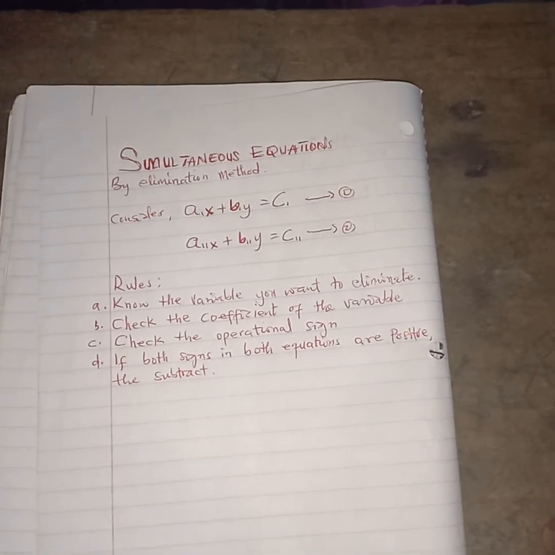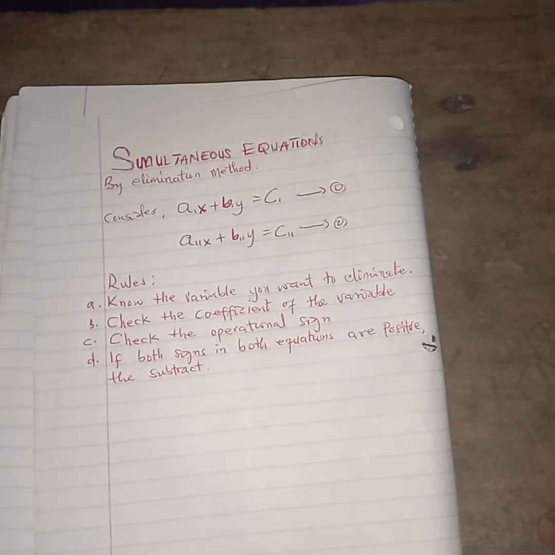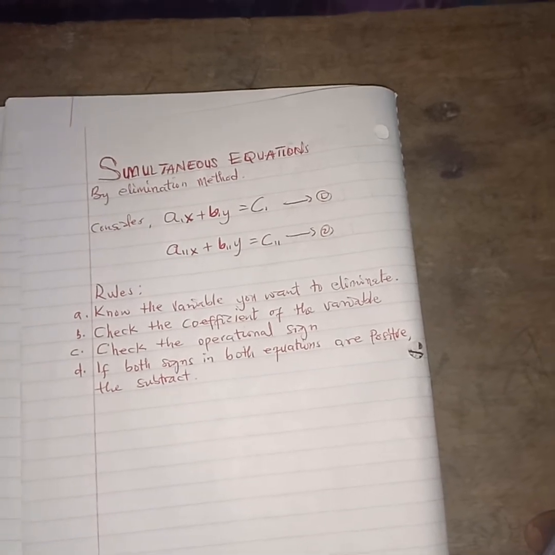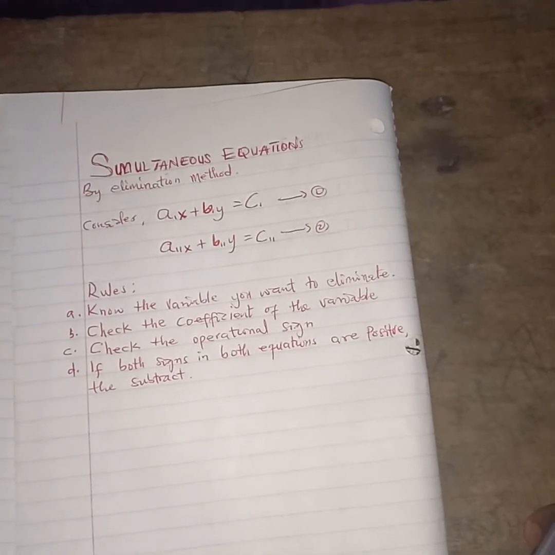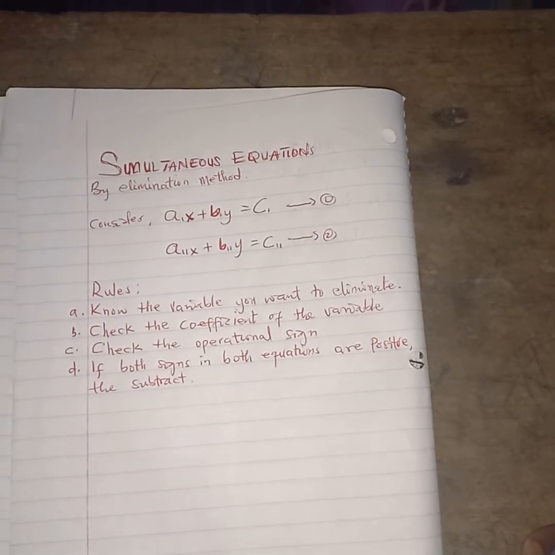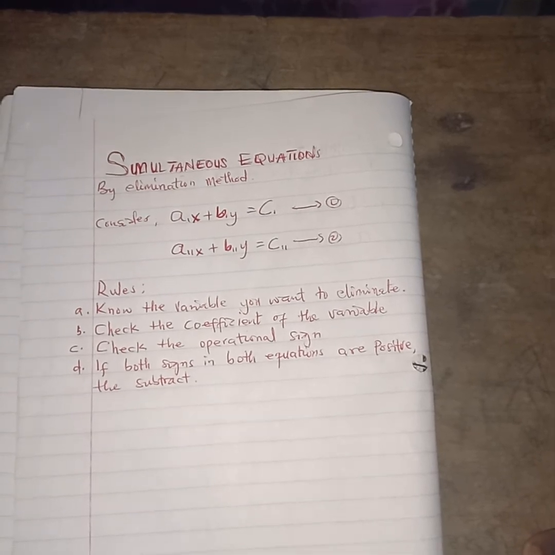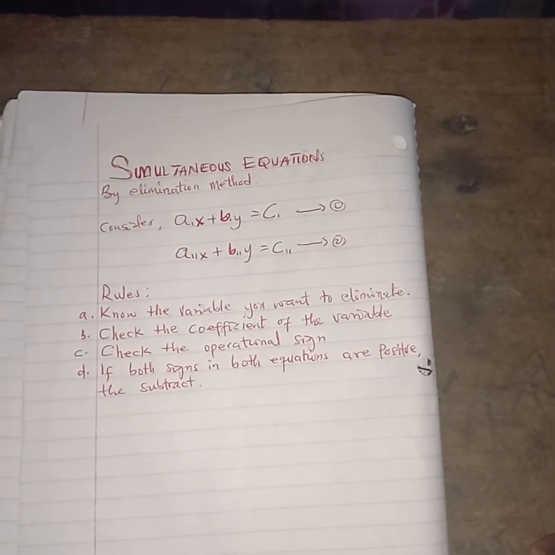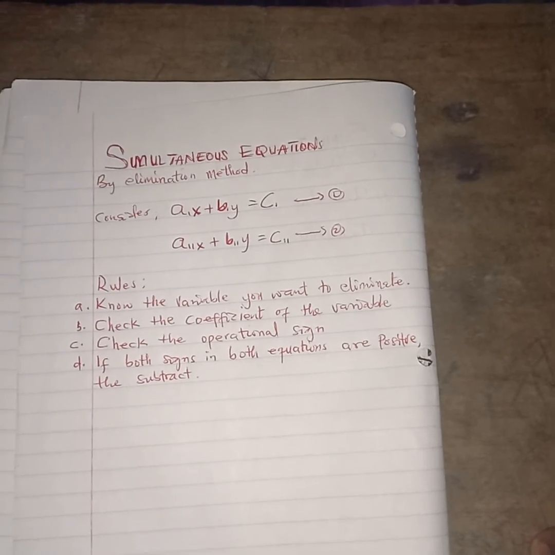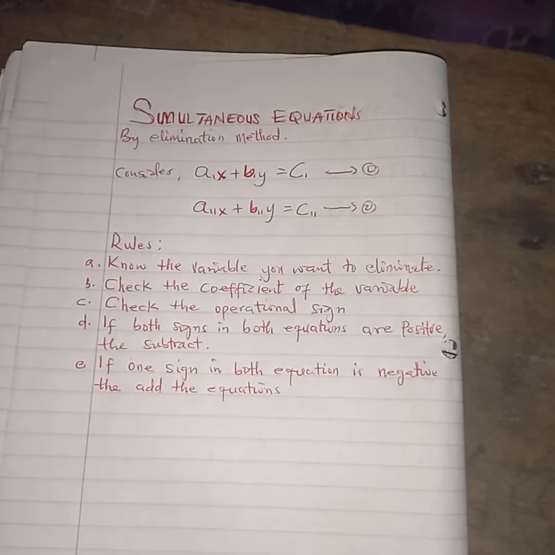The rule is saying that if both signs in both equations are positive, then subtract. So you could see that, as in this case, I used the coefficient of x. Both coefficients are positive, and the coefficients are also the same, so you subtract, so that at the end of the day you will eliminate x.